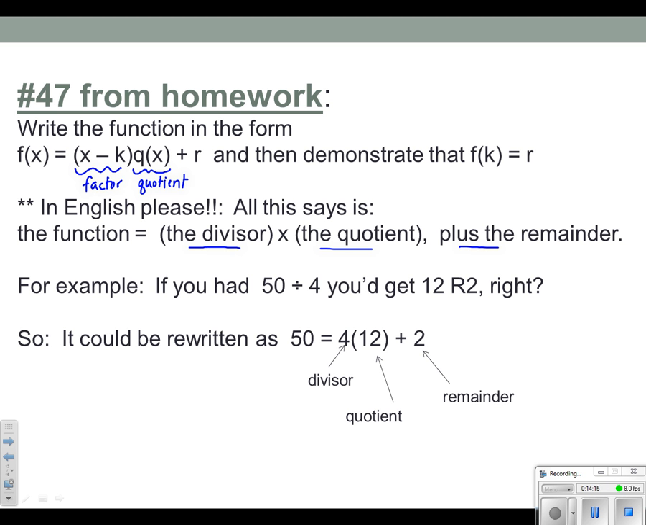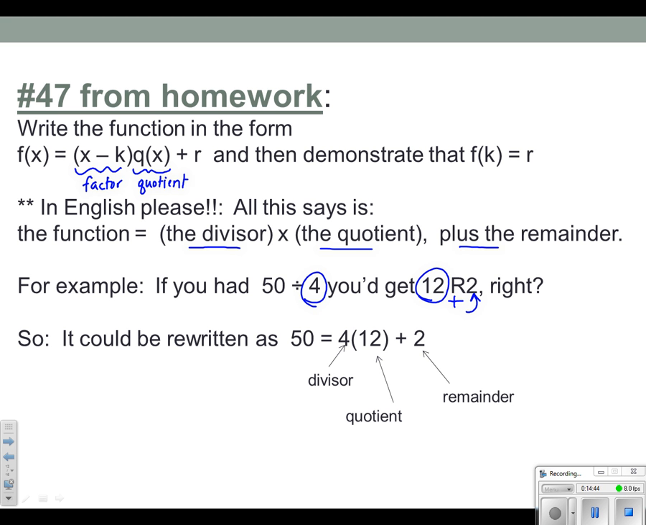Now think about that. If you were to do a division problem that came out with a remainder, say I gave you 50 divided by 4. You get 12 remainder 2. If I were to take 4, my divisor, and multiply it by my quotient, my answer to the division, which was 12, and add it to my remainder, I would get back to my 50. That's what this is saying in function notation.